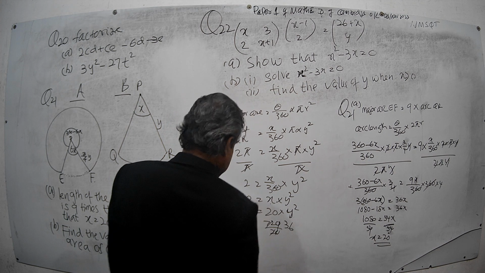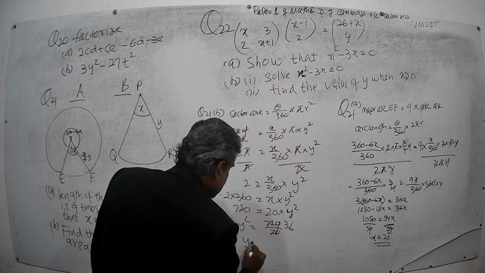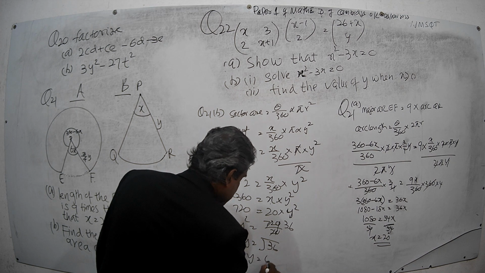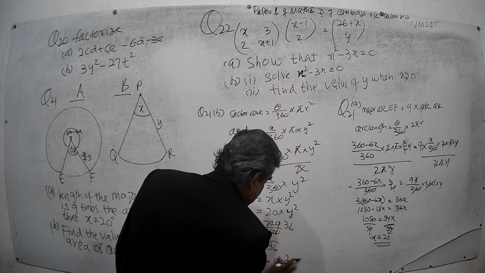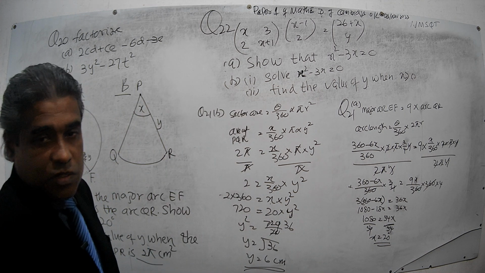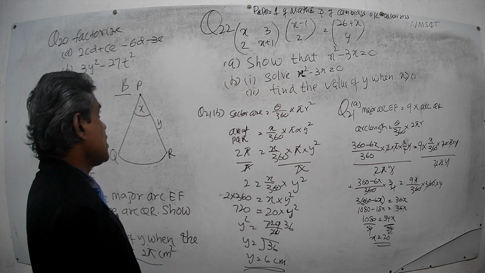Then y equals the square root of 36. Y equals 6, so 6 centimeters. That is the y value. Square root of 36 is 6, right? Okay. Now the next one.